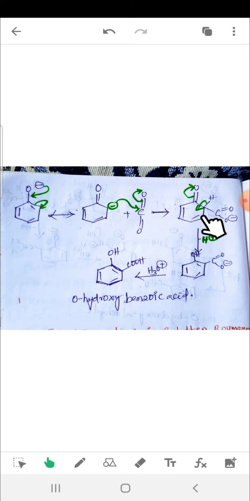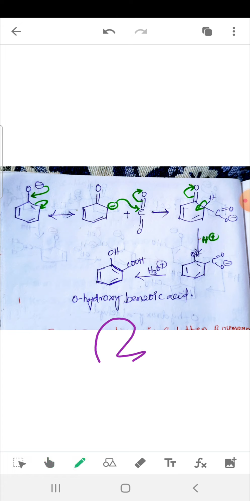What is taking place? C double bond O, one minus, CH is there, with removal of H from its place. This electron comes to this side, and again this electron goes to O minus, and H plus is added. OH comes from this to this side. OH is formed. C double bond O minus. Further hydrolysis forms the hydroxybenzoic acid.